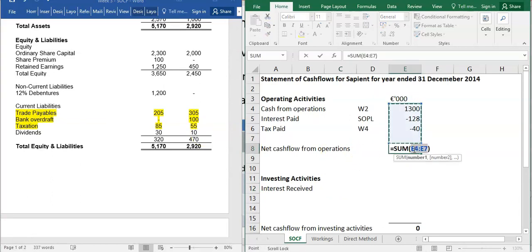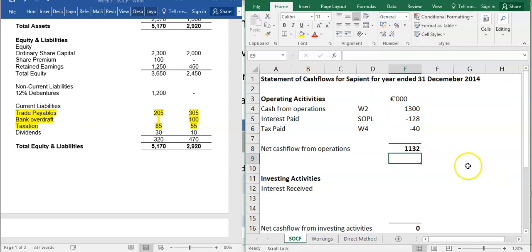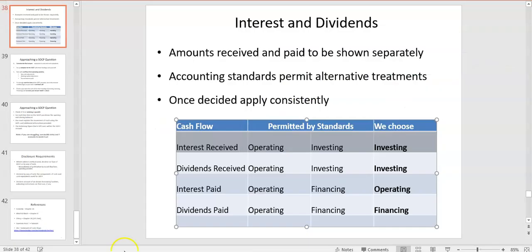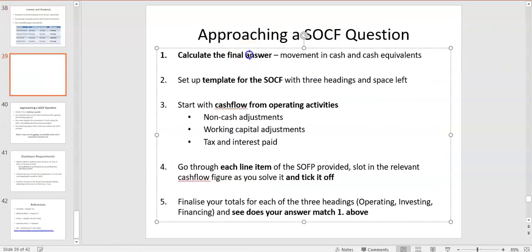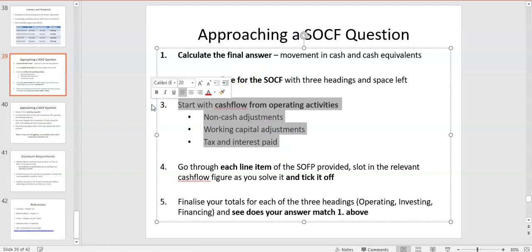So for operating activities, you tot them up, and the answer is 1132, 1.1 million. And that is your next key step then. So your first step, get the answer. We know that's 410. We have our template set up, and we have our cash flow from operating activities complete.